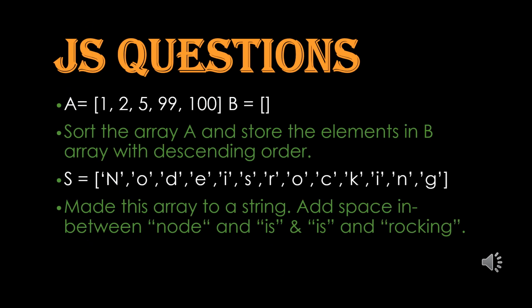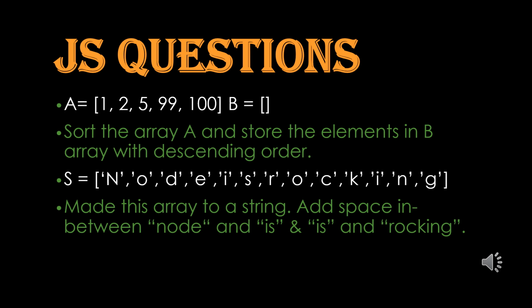JavaScript questions. So first one is A equals 1, 2, 5, 99, 100. B is an empty array. So we need to sort the array A and store the elements in the B array, but in descending order. You can use loops for sorting all the elements present in the A array. After sorting, we can push each and every element to the B array from the A array using a for loop like that, or a for-in loop is enough, or you can use forEach also.